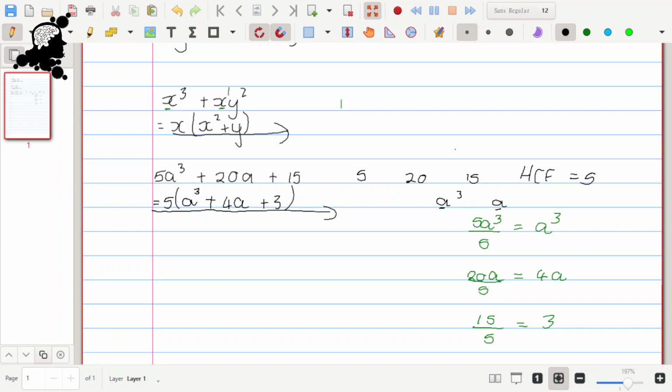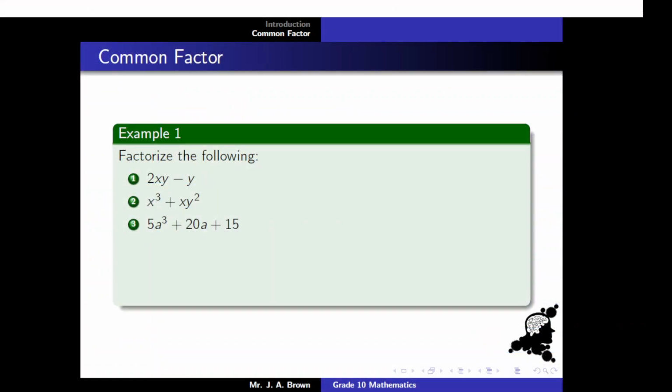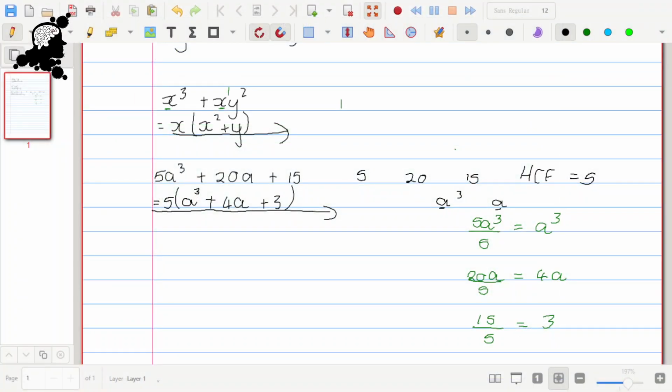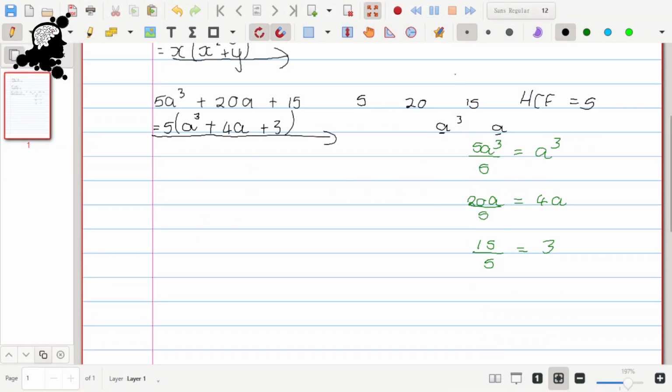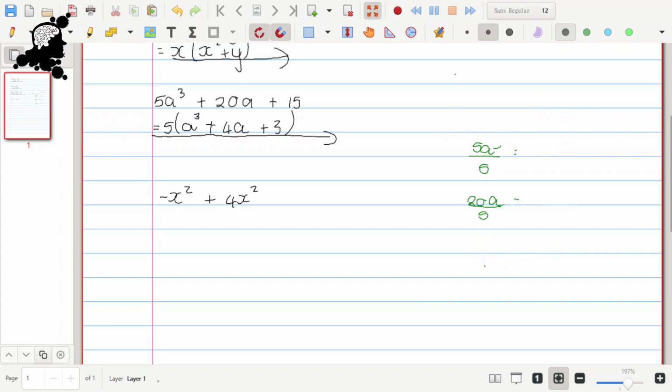Brilliant. Life is great. Let's look at the next question. We've got negative x squared plus 4x squared. So let's look at this one. Now, let me erase the working from the previous question. We don't need this anymore. Thank you very much. You've been very helpful, but you gotta go.